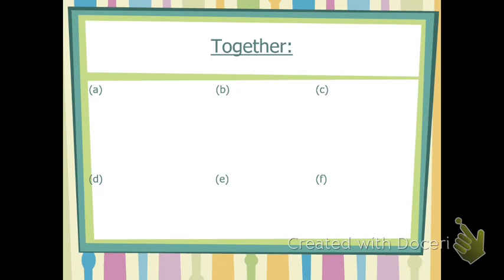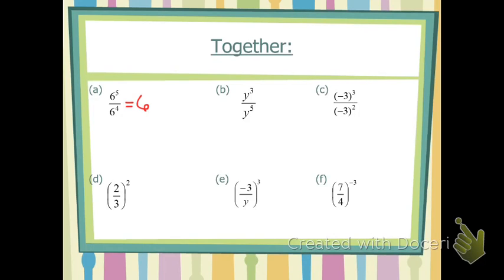Let's look at a few examples. So first we have 6 to the 5th over 6 to the 4th. That's an example of the quotient of powers property, where we keep the same base and we subtract the exponents. Remember, we usually don't write a first power, you would just write the factor without an exponent.